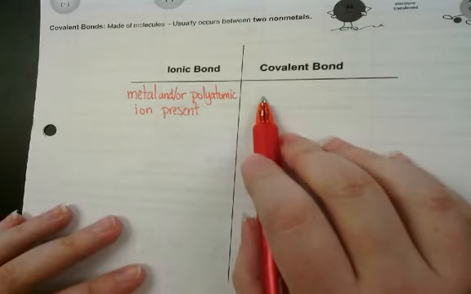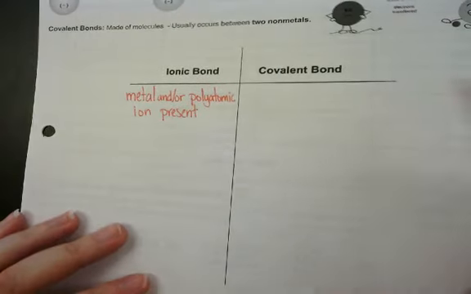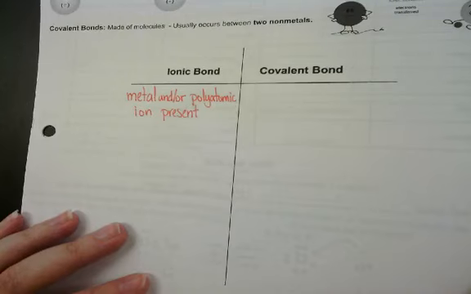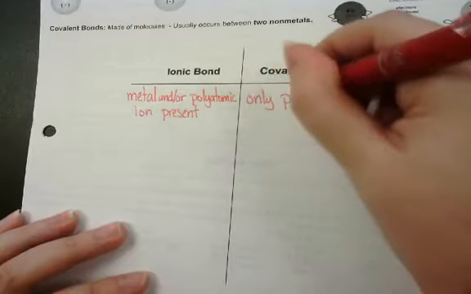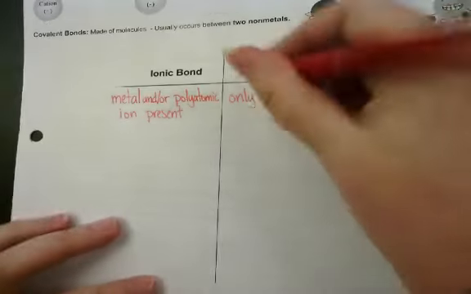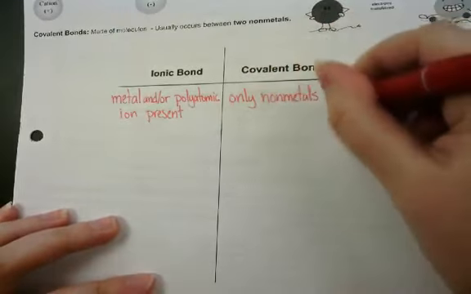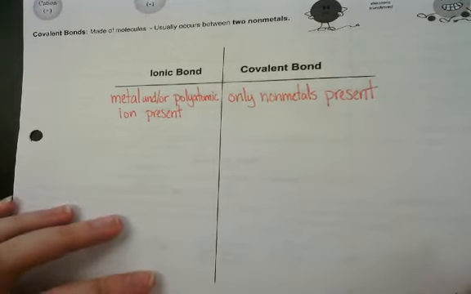Covalent. How are you going to identify if it's covalent? Okay, what types of elements have that negative charge? Nonmetals, yeah. So we're going to have only nonmetals present. Only nonmetals present. You will not have a polyion. You will not have a metal.